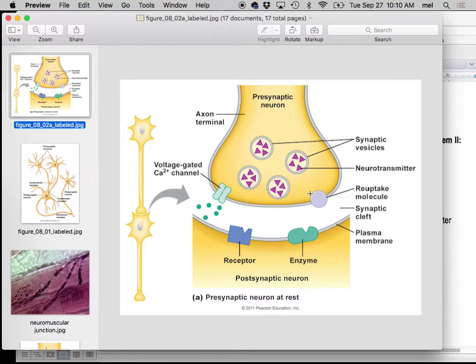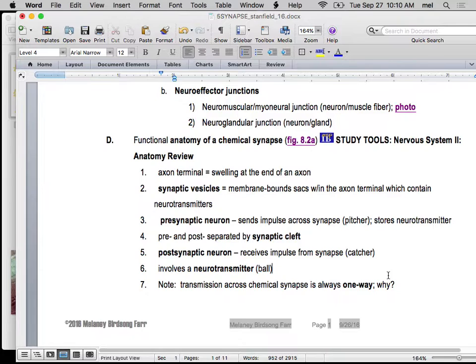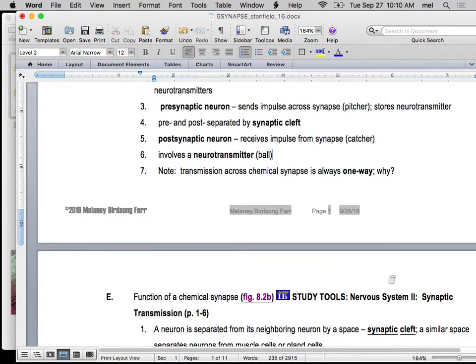It's one way, okay? So even if the ball comes back, so for instance, some cells will reuptake the neurotransmitter after they release it and it does its job. They can reuptake it back into the presynaptic cell. That's all well and good, but that's more like rolling the ball back to the pitcher, okay? Does that make sense? So you cannot send the transmission backwards. And the biggest reason is that there are no receptors on the presynaptic cell, at least not in the synapse. Okay? Everybody good with that? Okay. So transmission across the chemical synapse is always one way.